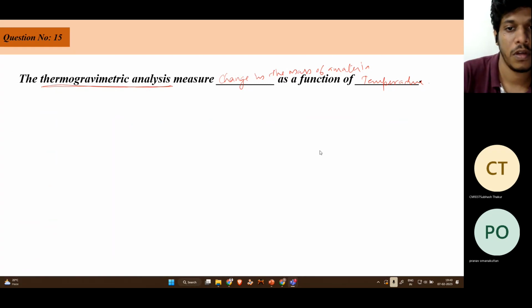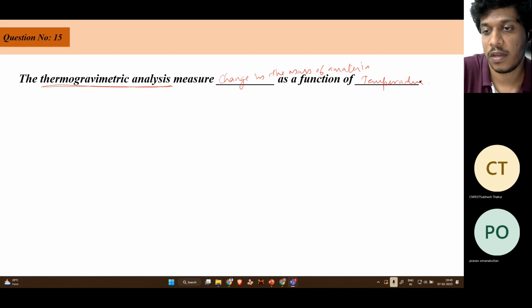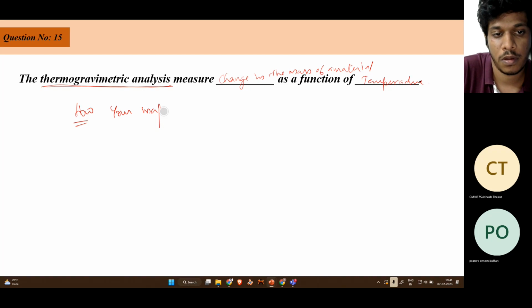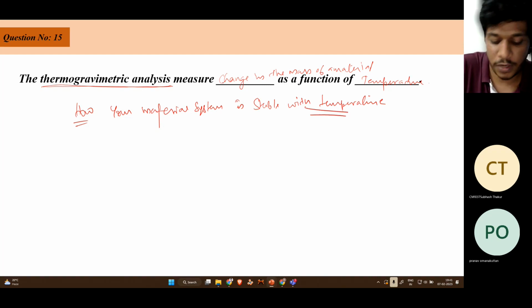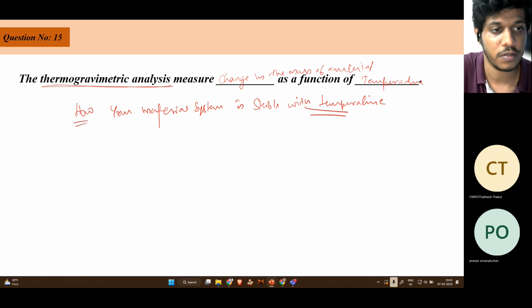Here what we basically do is we measure the change in the mass of a material as a function of temperature. This will give us an idea of how stable your material system is with temperature. So this is a very commonly used technique in material research.